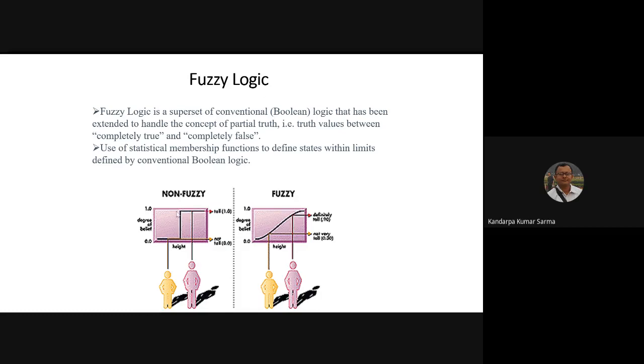So here you have a non-fuzzy conventional Boolean logic. There you have just two states, one is high and one is low. Between one and zero, there are no states. But in the case of a fuzzy system, you have a number of probable states defined between the limits high and low. You can see a gradual variation along a curve. That curve shows the variation of height. In the first case, we just have two states of height, one is short and one is tall. But in this case, we have a continuous range of variations of heights between short and tall.